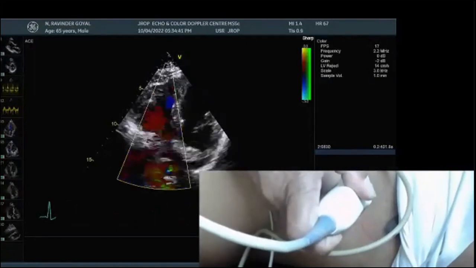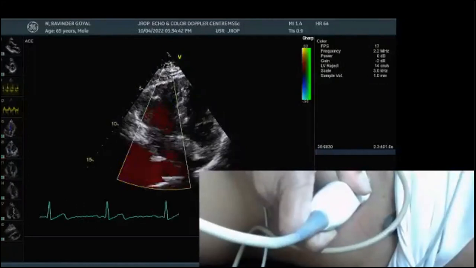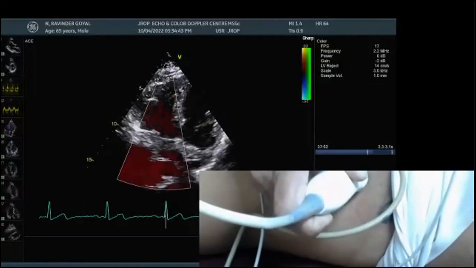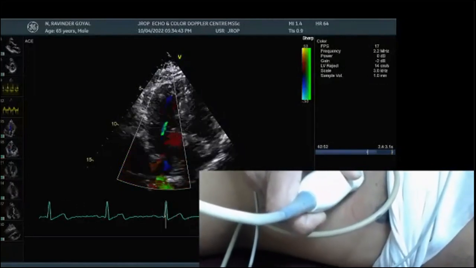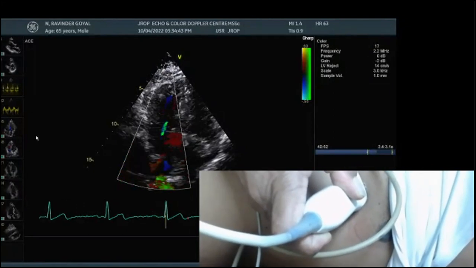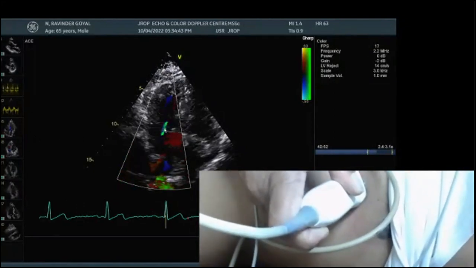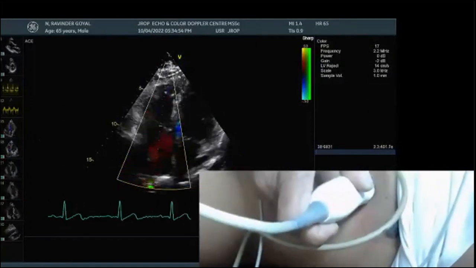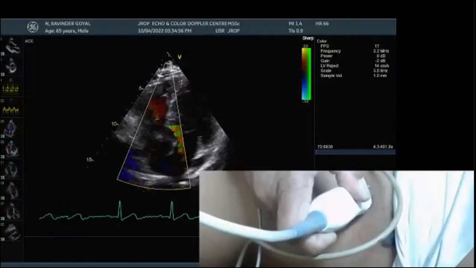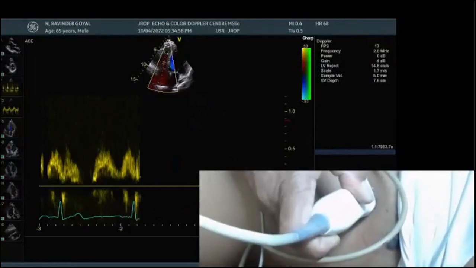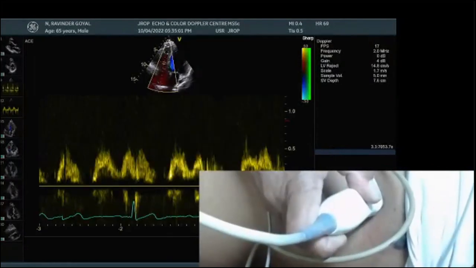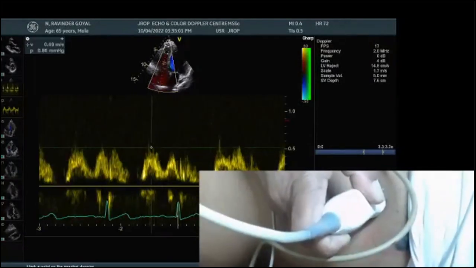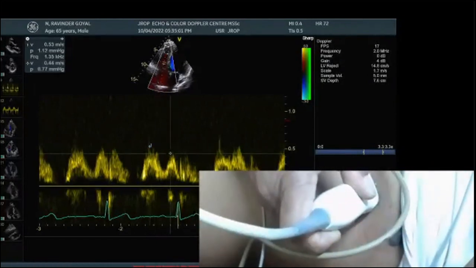I'm switching on the colors of the tricuspid valve. Now you can see a small tricuspid regurgitation jet. Can you see this? Yes, sir. This is a very clearly seen tricuspid jet over here. So I'm unfreezing it. Take my cursor to the tip of the tricuspid valve. So this is the pulse wave Doppler spectral pattern for the tricuspid valve. Here is the E wave, here is the A wave.